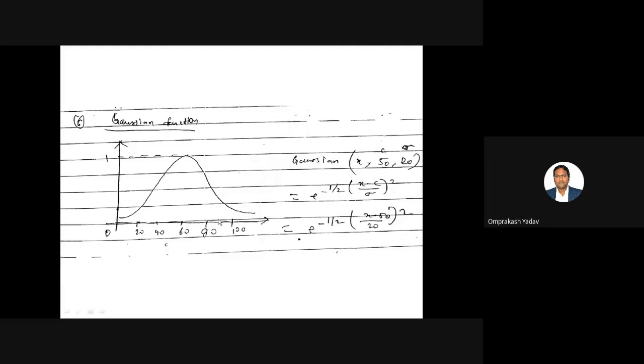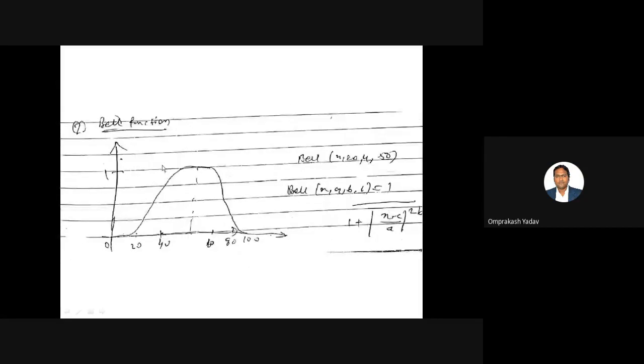So whether this is completed. Yes, sir. Okay. Then the Bell function is there, B-double-L, Bell function. It's similar to Gaussian, but this curve will be more flat than your Gaussian. Okay, it's a bell shape.